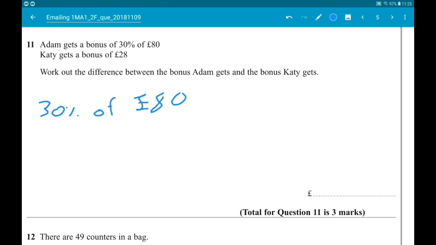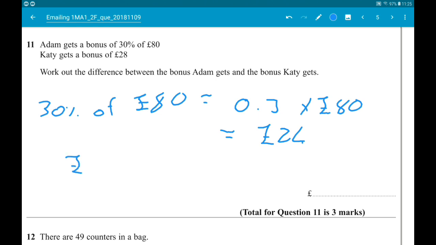So, now you could of course find 10%, multiply that by 3, but this is a calculator paper, so the quick way to do this is to do 0.3 times 80. And that is going to give us £24. So the difference is 28 minus 24, which is £4.